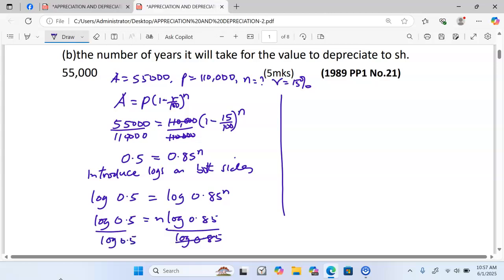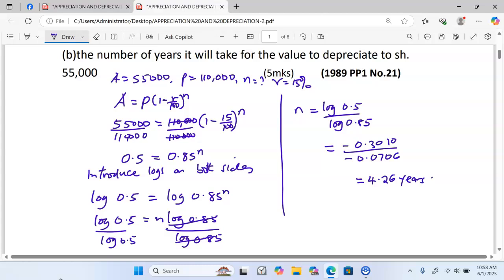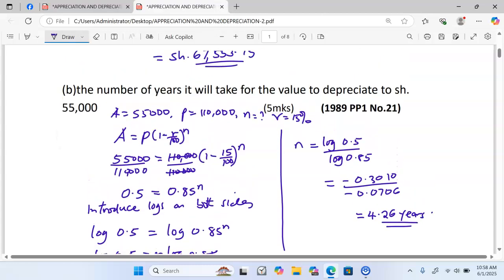where log 0.85 and log 0.85 cancel, remaining with n, which is going to be equal to the log of 0.5 divided by the log of 0.85, and this one is going to give us log 0.5 will give us negative 0.3010 divided by the log of 0.85 will give us negative 0.0706, and this one is going to give us the value equivalent to positive 4.26 years, and that is the answer to this particular question.